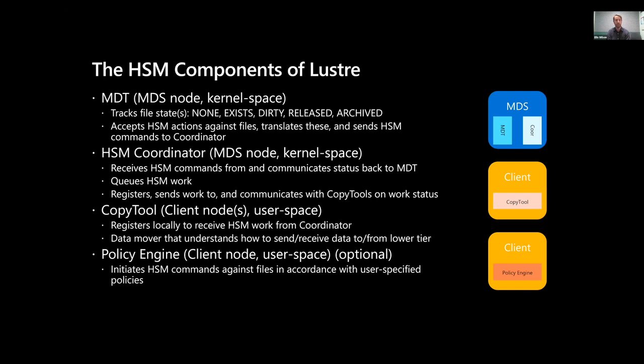So this is a quick recap of components in Lustre that serve as the main HSM components. There's the MDT, the HSM coordinator, the copy tool, and then optionally a policy engine. The MDT at the top basically runs on the MDS node. It's in kernel space. It tracks file states, going from not tracked at all through to archived, whether it's been changed in Lustre, not present in Lustre but present in the archive, et cetera. It will translate actions asked of it into actionable commands for the coordinator to carry out, which runs, in the case of a single MDS, on the same node, and is also running in kernel space.